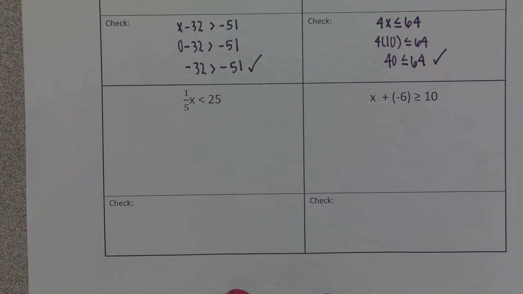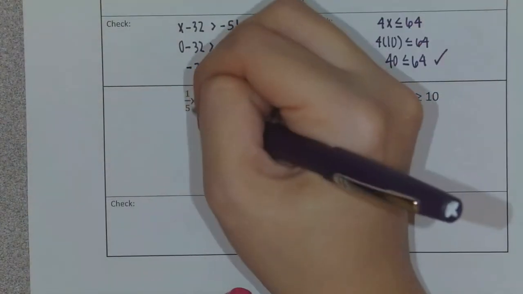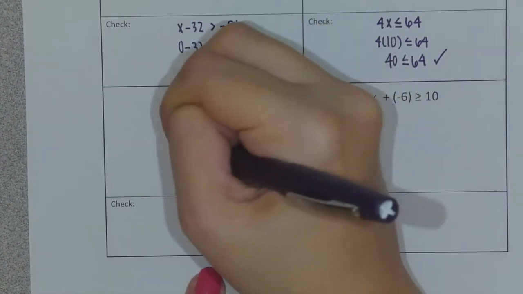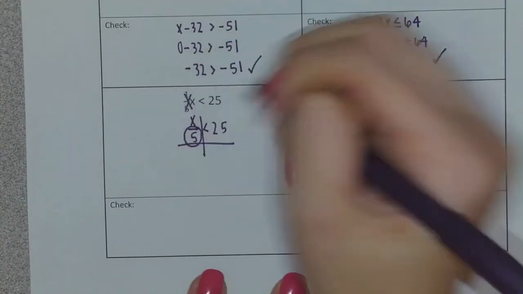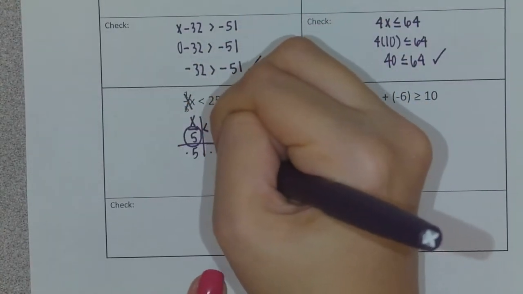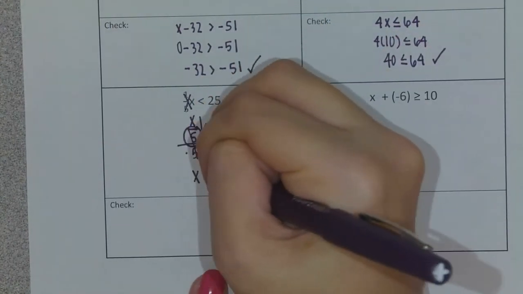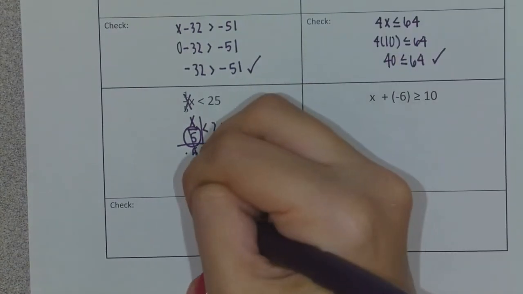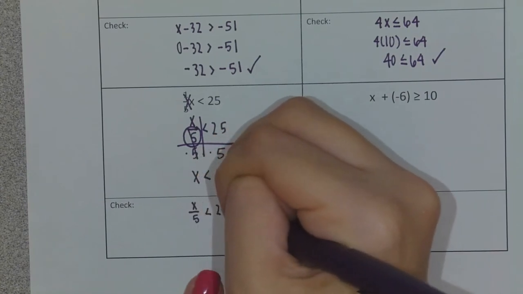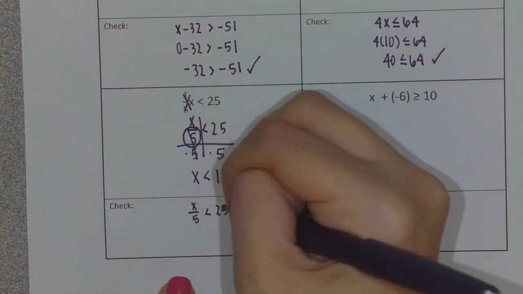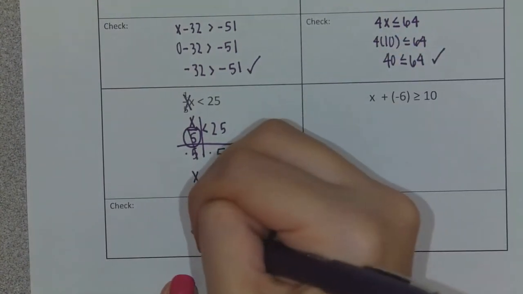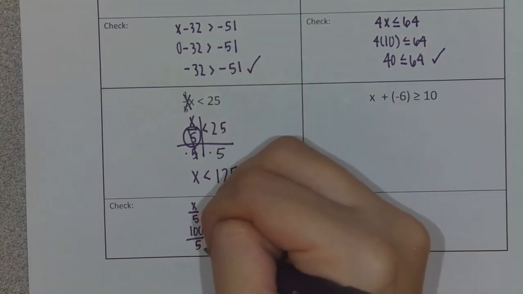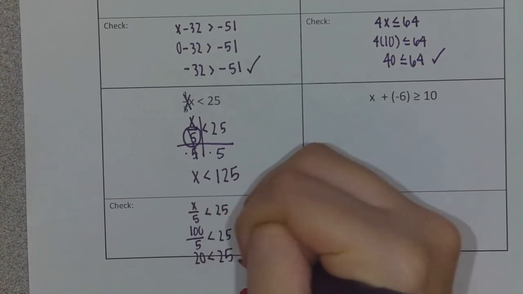Our next one, 1/5 x is less than 25. Remember, I want to rewrite these problems, so I want it to actually say x over 5 is less than 25. I'll build my t-chart. What's bothering the variable is that divided by 5. So the opposite would be times 5. So my 5s cancel out. So I get x is less than 25 times 5, which is 125. Again, for my check, I just need to pick any number that is less than 125. So I'm going to pick the number 100. So 100 divided by 5 would give me 20, and 20 is less than 25.